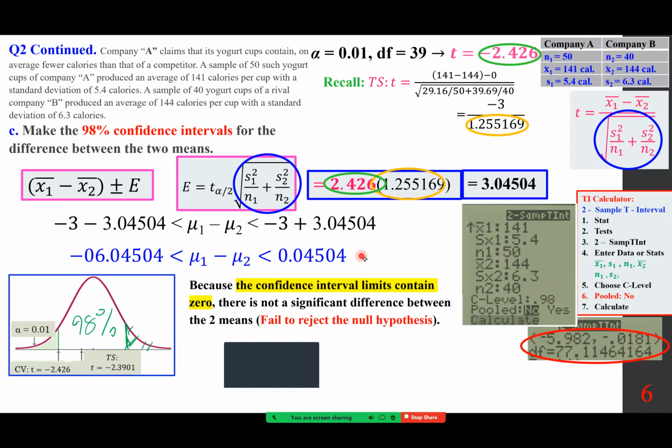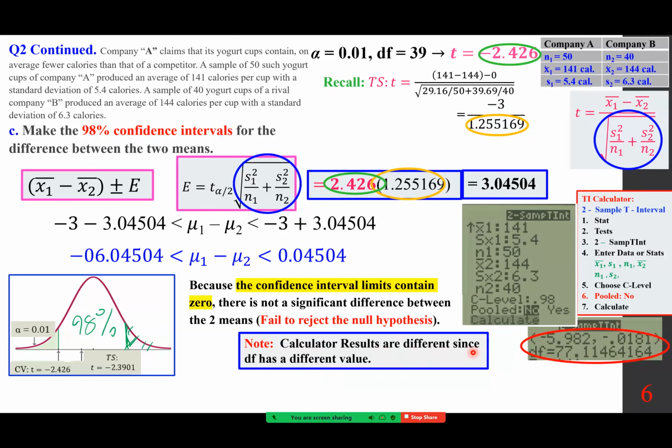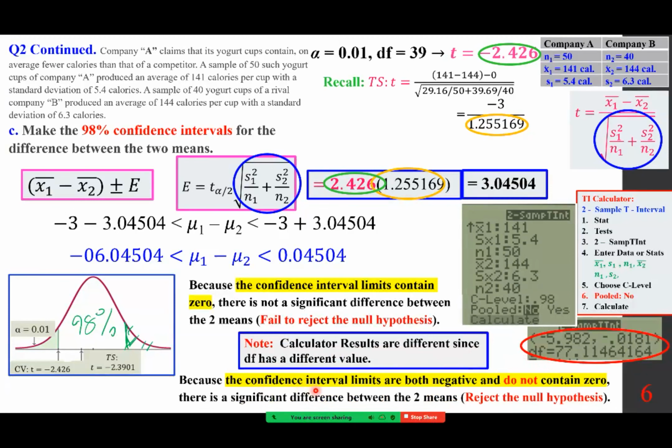But why is it different? Because of the degrees of freedom. Since both of them are negative, you reject the null hypothesis. So again, I want you to see that. The calculated results are different since degrees of freedom has a different value. Because the confidence interval limits are both negative and do not contain zero, there's a significant difference between the two means. Reject the null hypothesis. Two different answers based on technology.